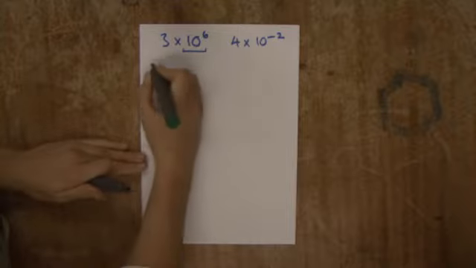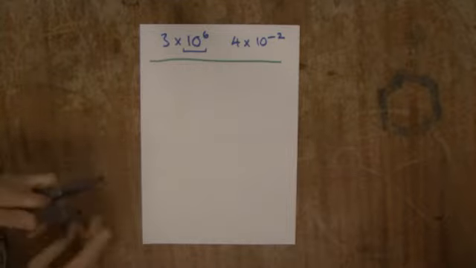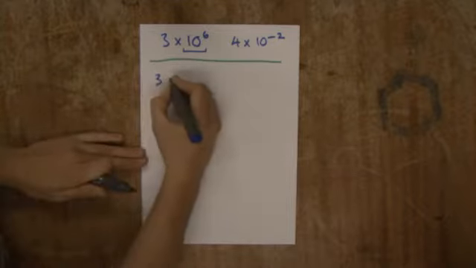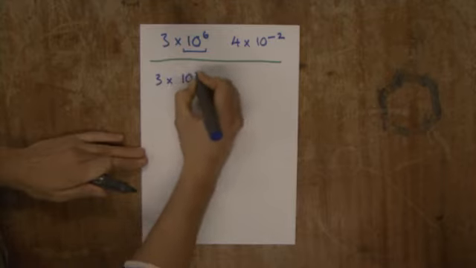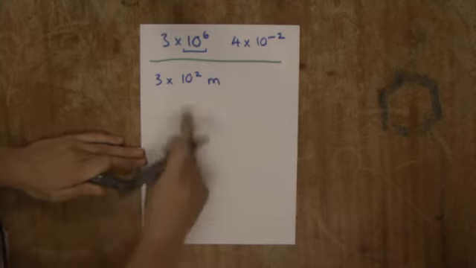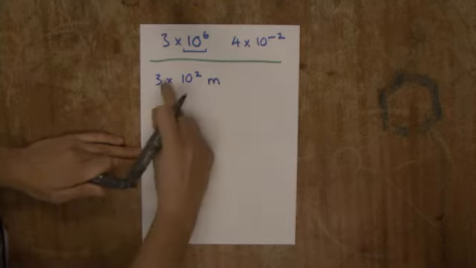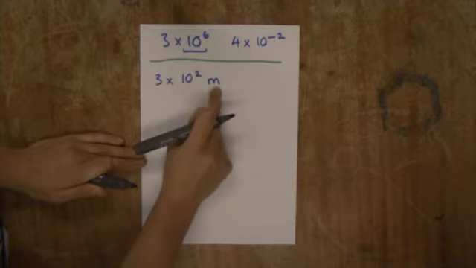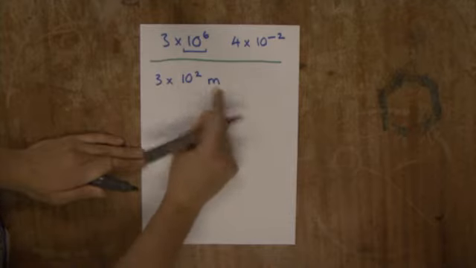So let's take an example. Let's work with 3 times 10 to the 2 meters. We're going to give it a unit, so it's a unit of length. 3 times 10 to the 2 meters. How many meters is this?